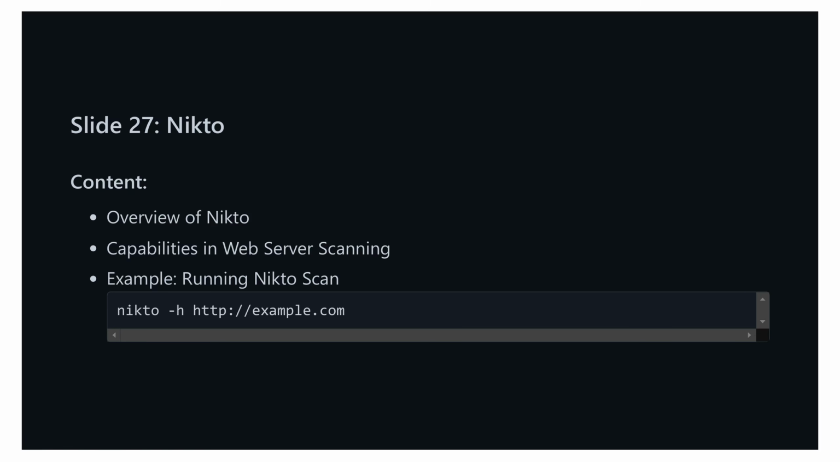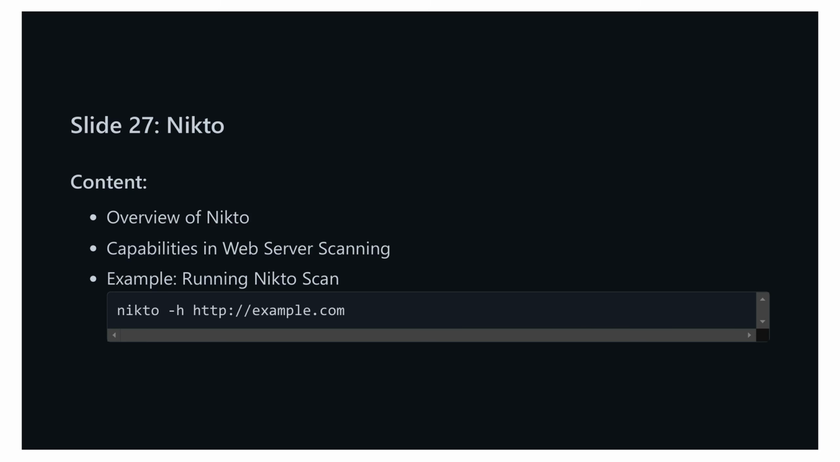Why is Nikto essential? Well, its capabilities in web server scanning are quite robust. It can easily detect various configuration and security errors in the web server and associated software. Let's look at an example to understand how to run a Nikto scan. The command is straightforward. You would use nikto -h http://example.com to initiate the scan. This will start scanning the specified URL and return a comprehensive report of any vulnerabilities found.